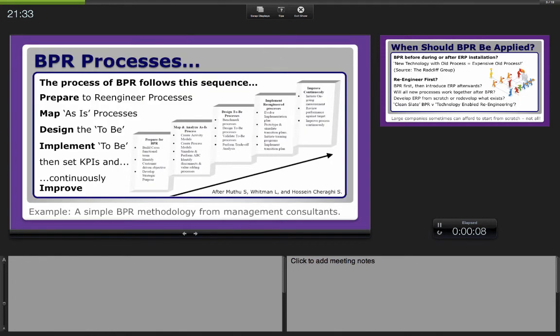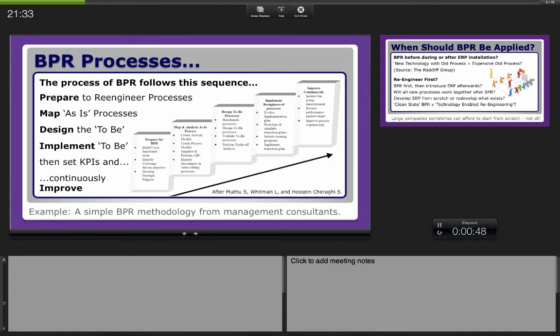Here are some processes involved in re-engineering a company's processes, and they are, in overview: prepare to re-engineer processes, map the as-is processes as they are now, design the to-be processes, and then implement them, and set some KPIs to show the improvement, and then improve. So in preparation for BPR, we build cross-functional teams, identify customer objectives, and develop a strategic purpose.